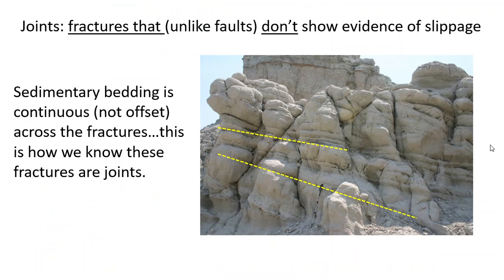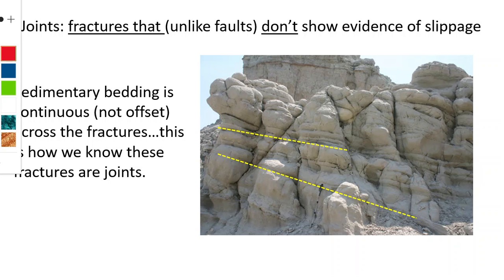Okay, on to joints. Very briefly, joints are fractures that don't show evidence of slippage across the fracture, whereas faults do show evidence of slippage across the fracture. So what we're looking at here in this cross-sectional photograph is jointing rather than faulting.